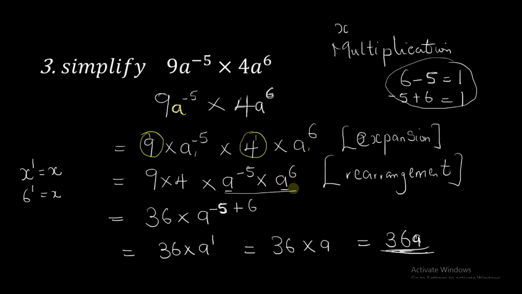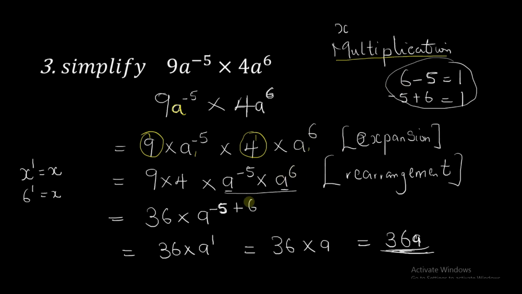After that rearrangement, you can now multiply. 9 times 4 will give you 36. Then how do you multiply a raised to the power minus 5 times a raised to the power 6? It is by applying the multiplication law of indices. Why? Because these are index numbers, you don't just multiply them like that. You apply a law. The multiplication law of indices states that s raised to the power a times s raised to the power b is equal to s raised to the power a plus b.